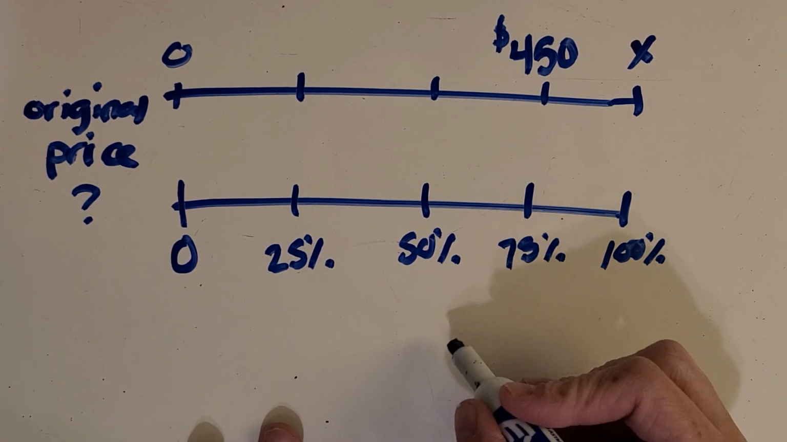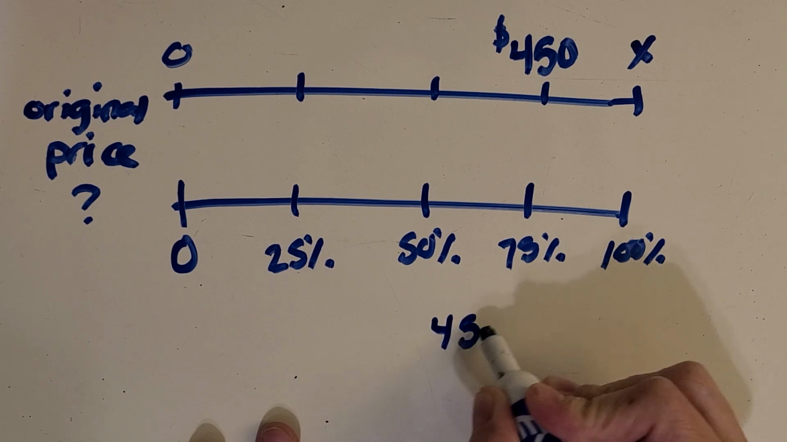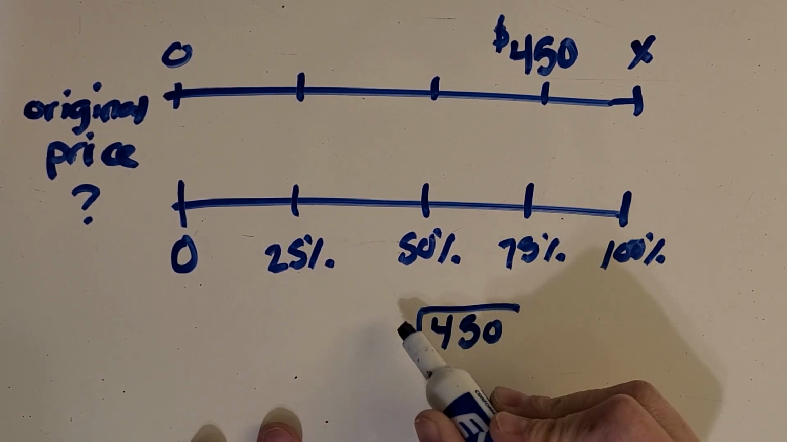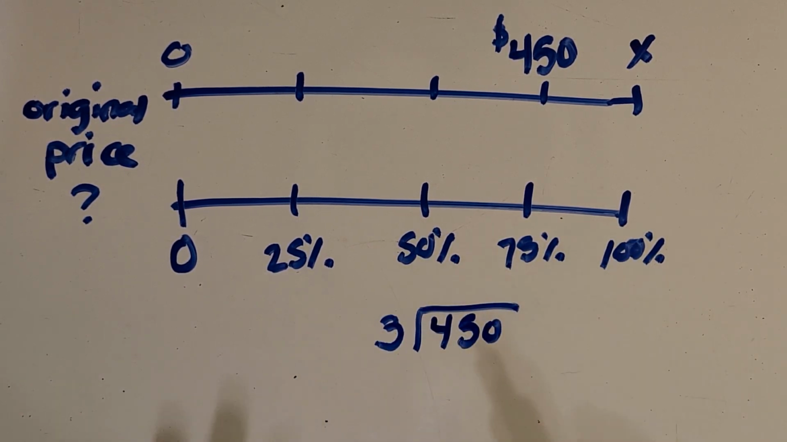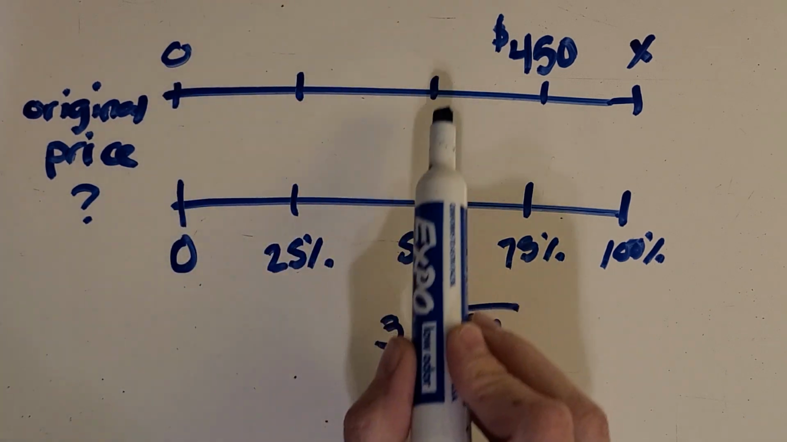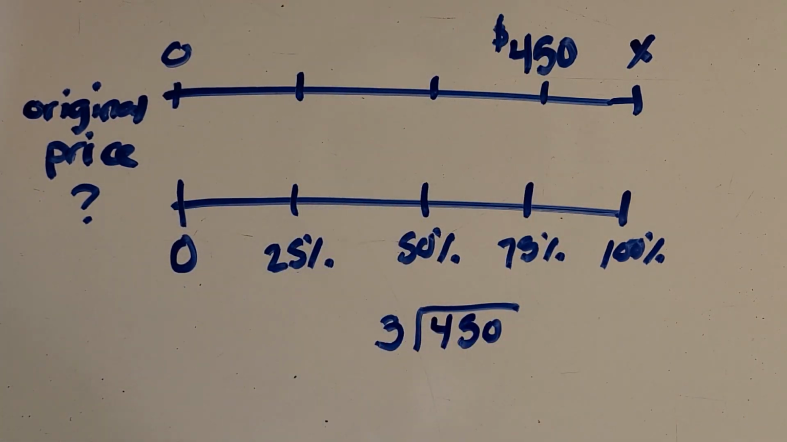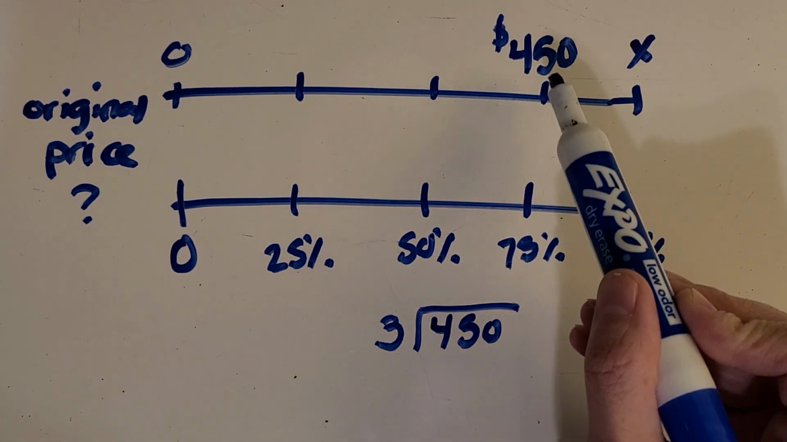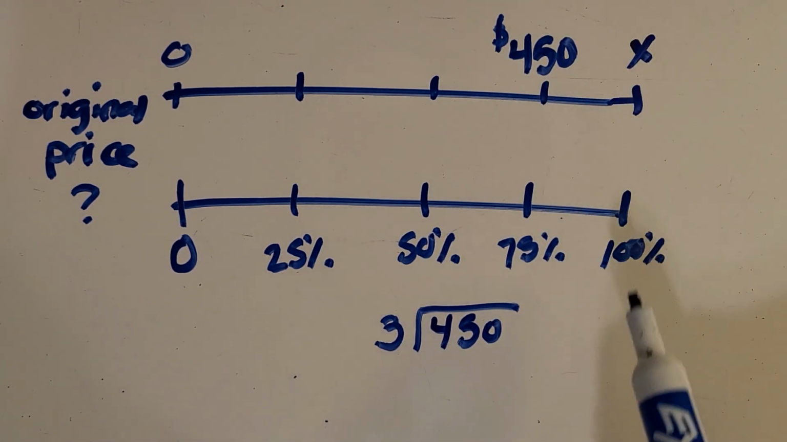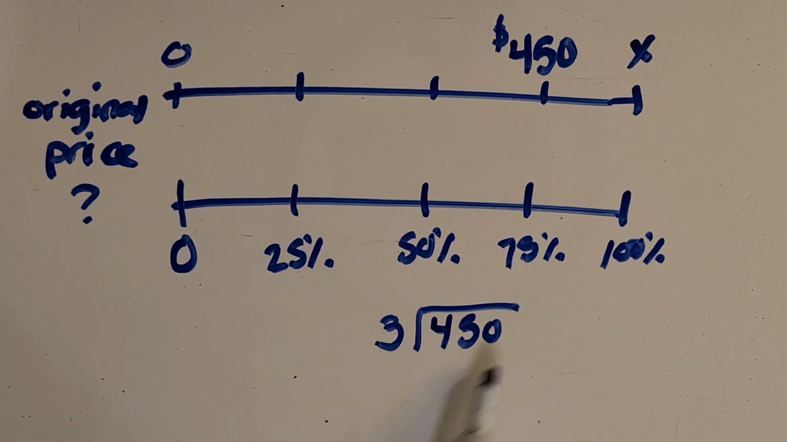Yeah, we can do 450 divided by 3 to find out what this is counting by to get up to 450. And that will give us a big clue about how to jump to that 100% also. So why don't you pause the video and do this division problem, and then we'll come back and check your work and keep going.